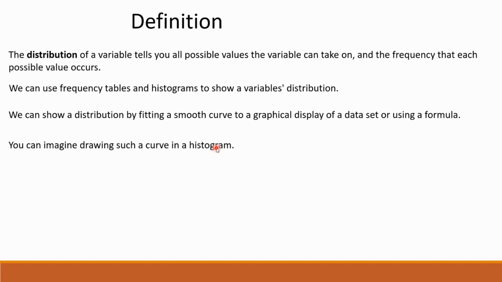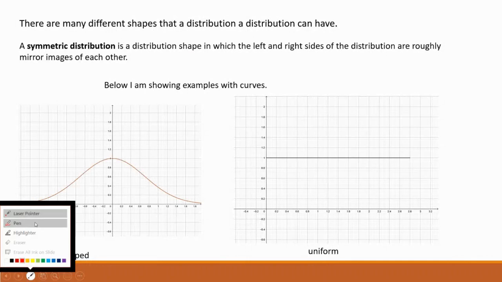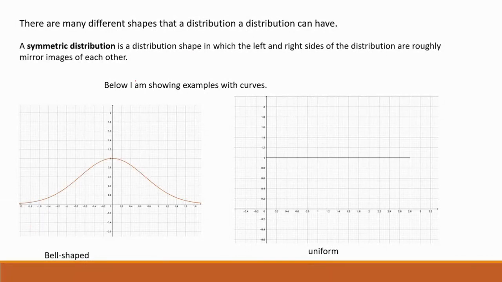Now, there are a lot of different kinds of shapes and properties that a distribution can have. One of them is that a distribution can be symmetric. To be symmetric, that just means if you were to fold it about its center, its left and right sides would overlap each other. So it's symmetric. Here are just examples with curves.